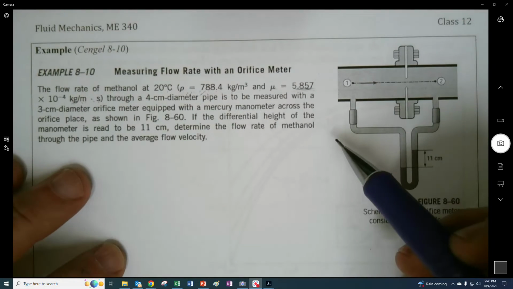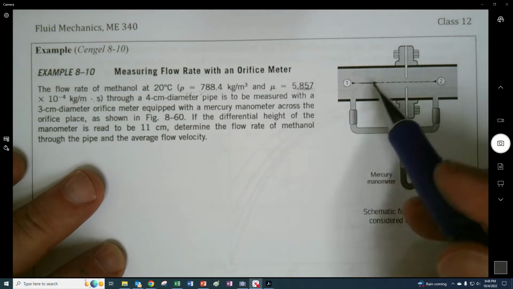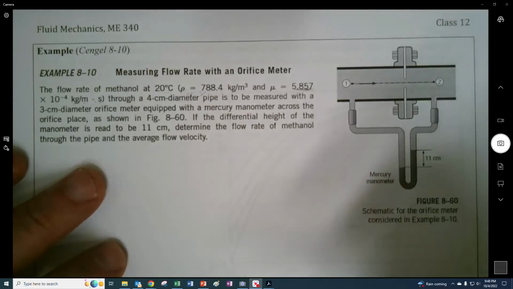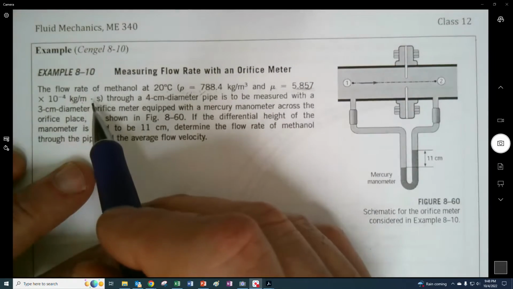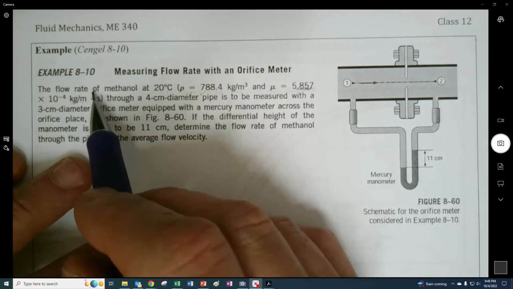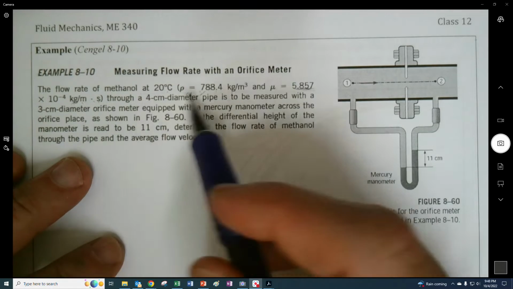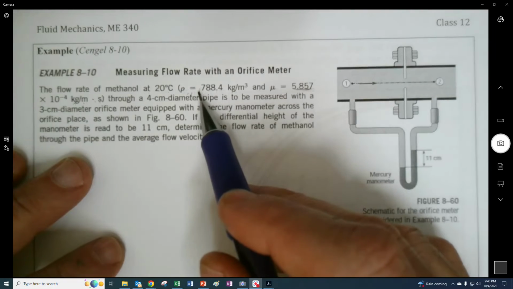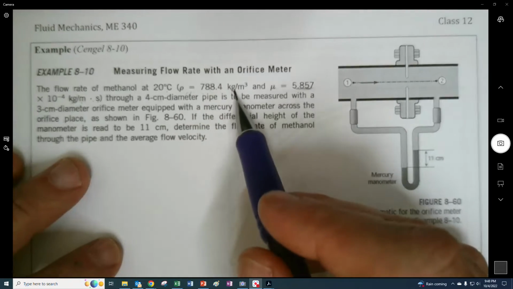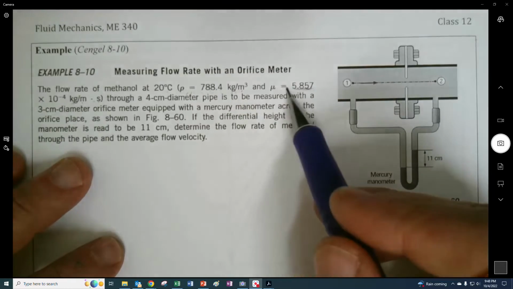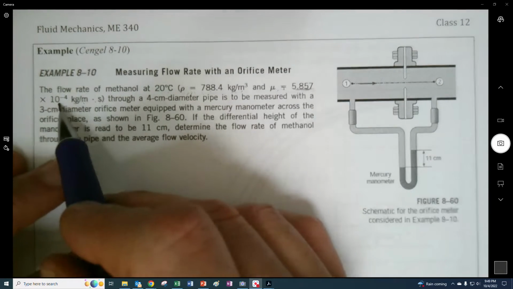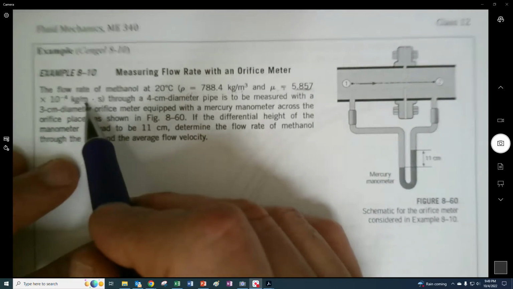So here is an example of an orifice meter. This is coming right out of Cengel. It's Cengel's example. They're going to measure the flow rate of methanol at 20 degrees Celsius, and they've given us the fluid properties: 788.4 kilograms per cubic meter, and a dynamic viscosity of 5.857 e to the minus 4 kilogram per meter second.